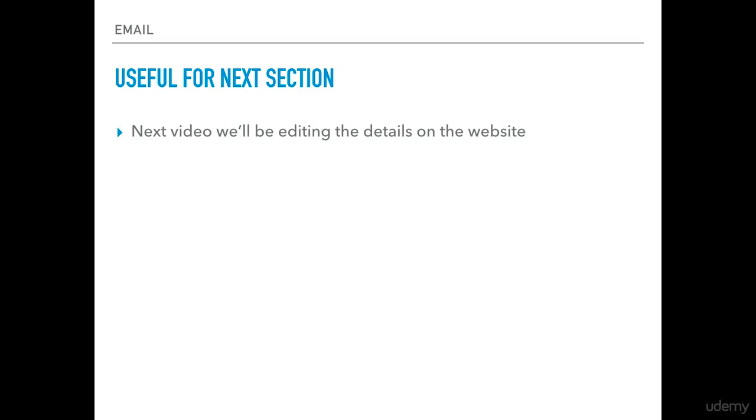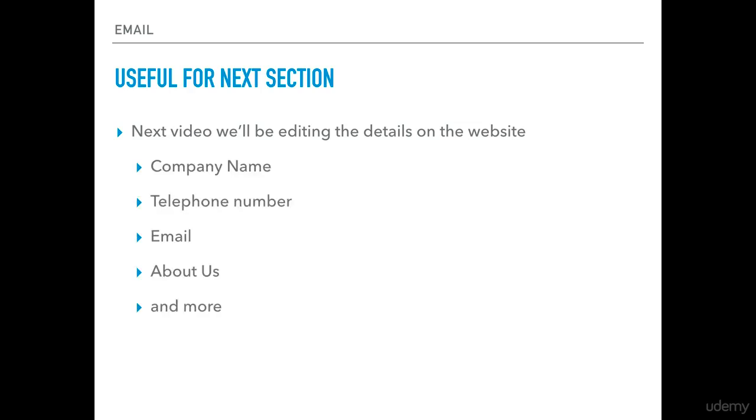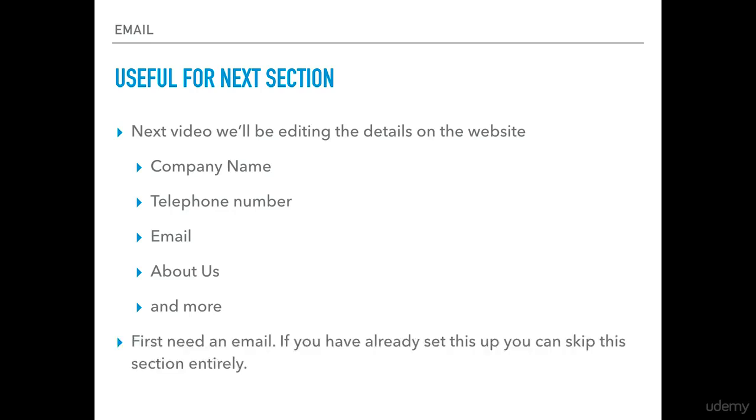Because in the next few videos, we're going to be customizing your website and adding in details about you and your business. So we're going to be adding the company name, the company telephone number, and importantly the company email address. Also, it's the email address where your leads and your new investors are going to be sent. So it's very important to have a professional email address instead of your personal email address. So again, if you've set up an email address for your business, skip this entirely. But now I'm going to jump into Bluehost and show you how to do this from scratch.